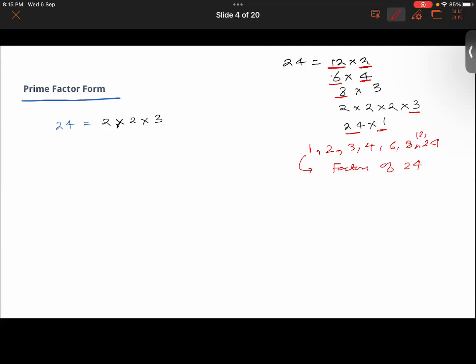But if you were to express it in the prime factor form, you will be asked to express a number in its prime factor form. So you will be taking only prime numbers. You guys know the concept of prime numbers.